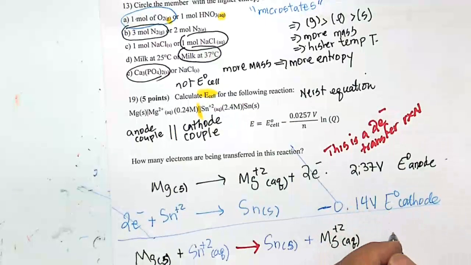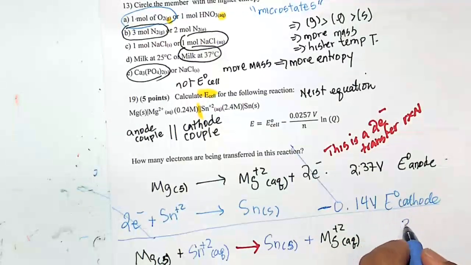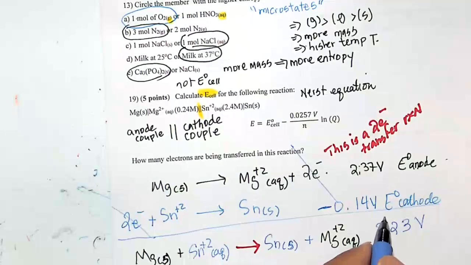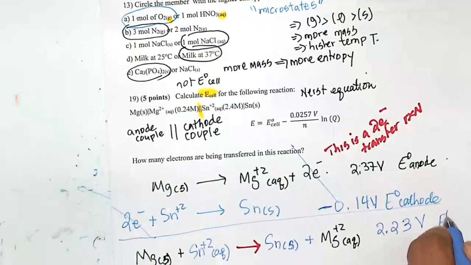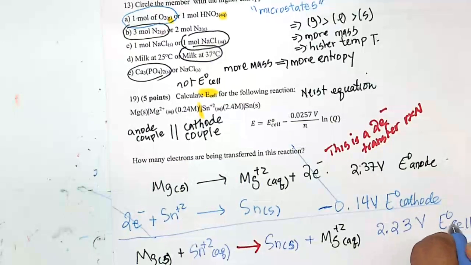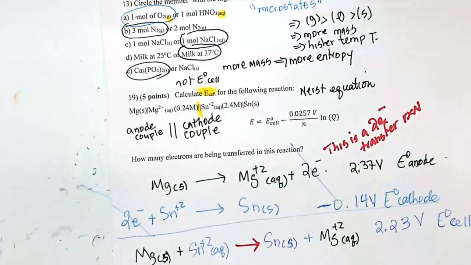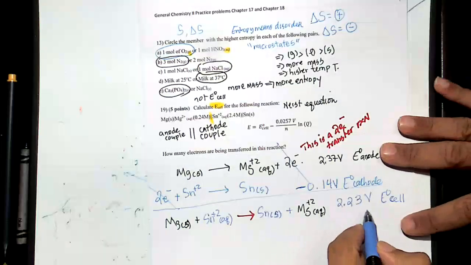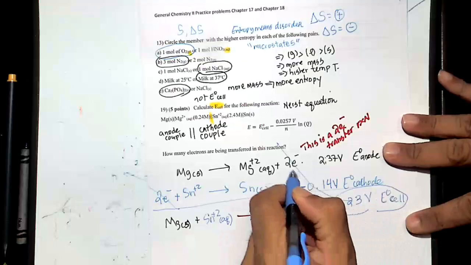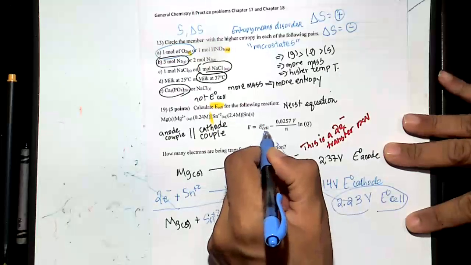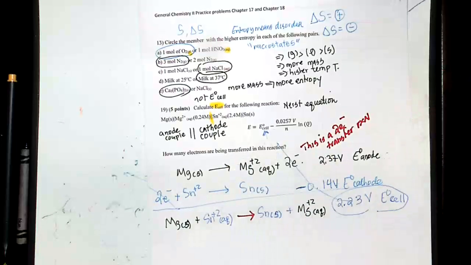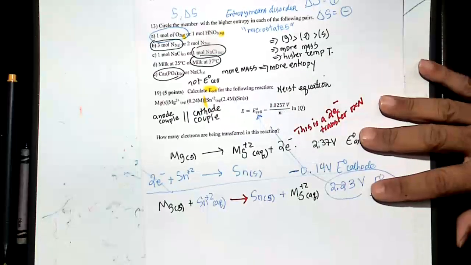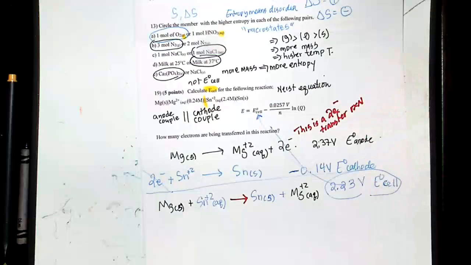Okay, so what's 2.317 minus 0.14? 2.23 volts, and this is E cell. So this is the E cell that's going to go here. So now we will use this equation. We're almost done.